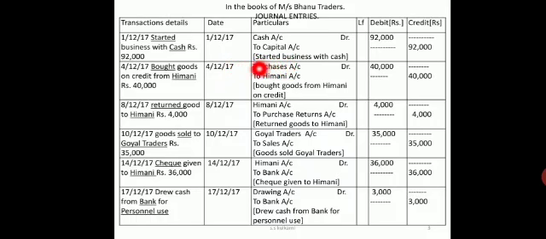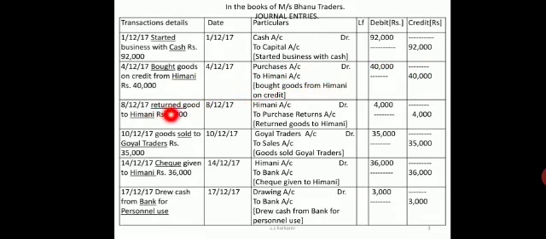Purchase is an expense. So when expense is there, as per the rule of debit, it is an increase. So you have to see the rule. Increase in asset is debited and Himani is our creditor. So it is a liability. Liability also increases, so it is taken on the credit side, 40,000 and 40,000.